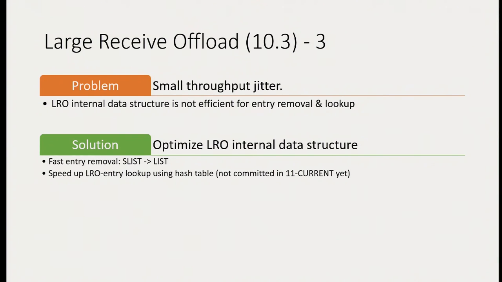To improve this issue, we are trying to change the internal data structure from list to hash table. This work is ongoing, and hopefully it will appear in the FreeBSD 11 release. So this is all the optimization work related to the LRO.